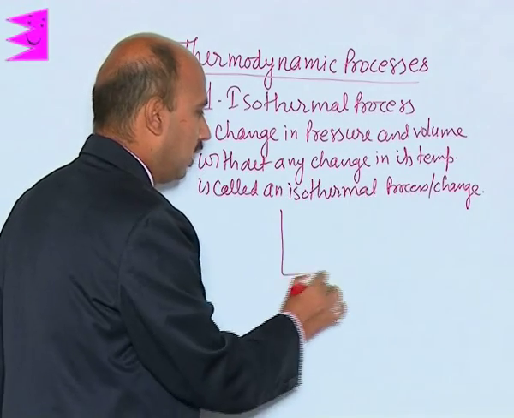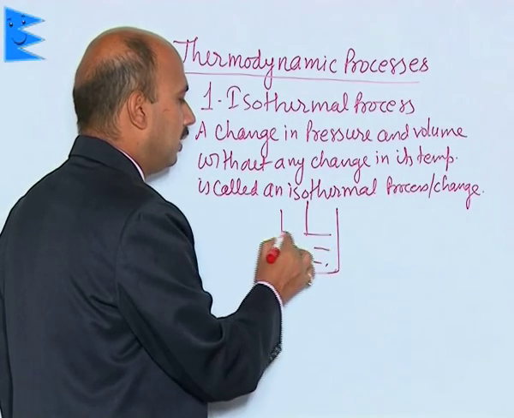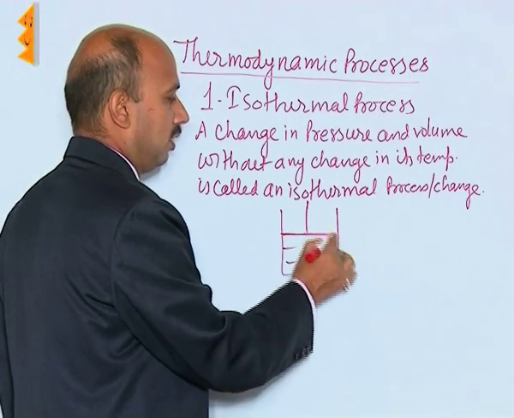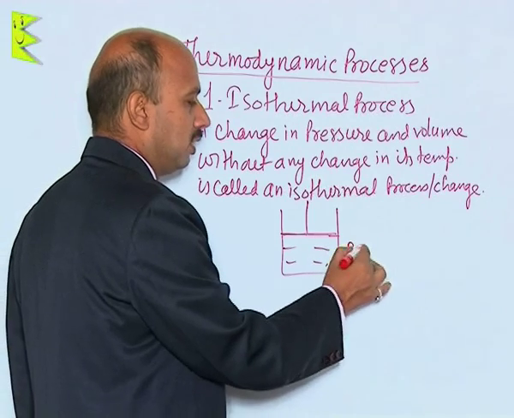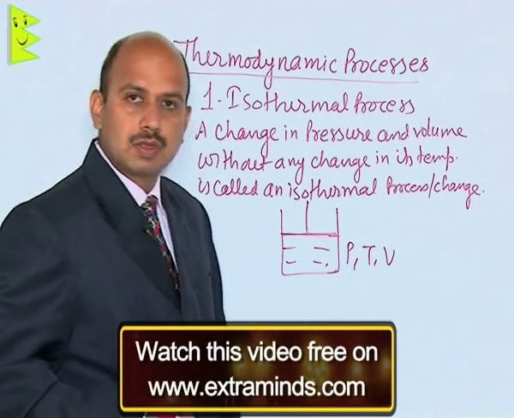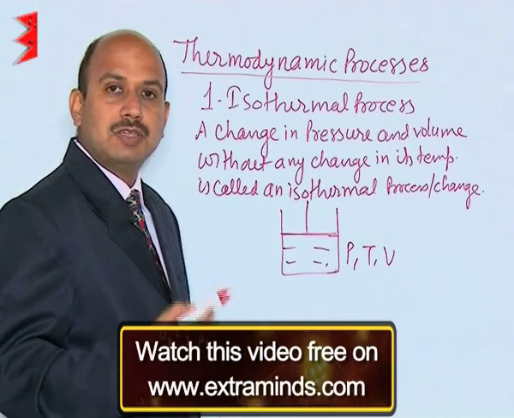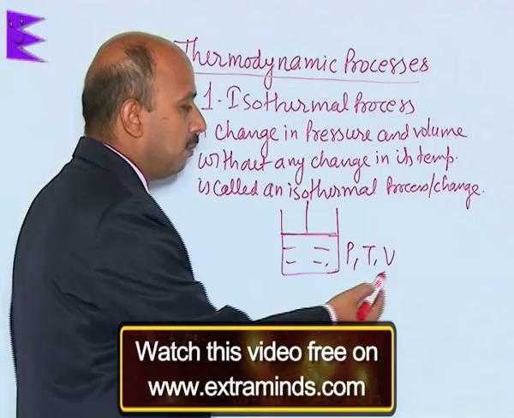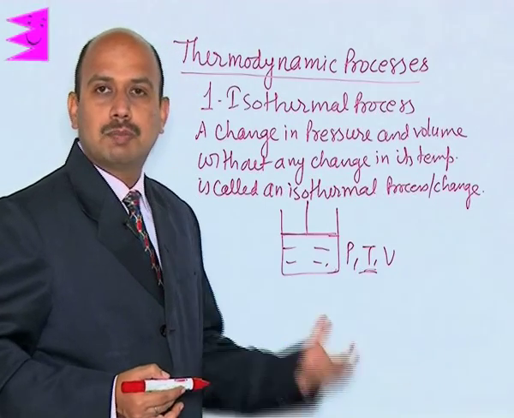Suppose you have a cylinder like this, and some gas is filled in it and there is a tightly fitted piston. It has certain parameters: pressure, temperature and volume. If the gas is allowed to expand such that its pressure and volume change, but temperature remains constant, then this process is known as an isothermal process.